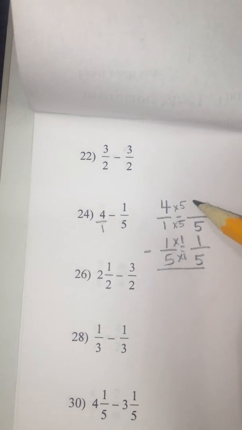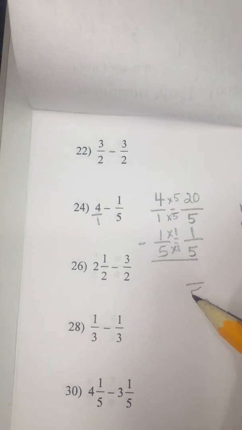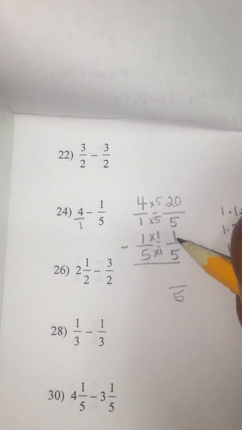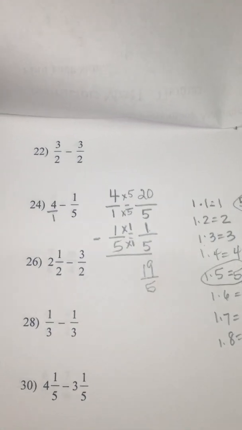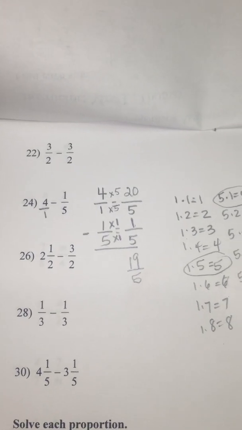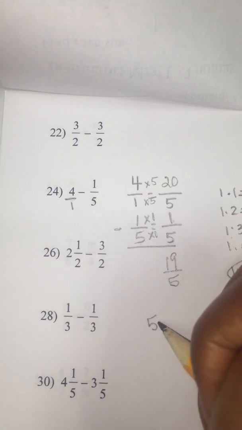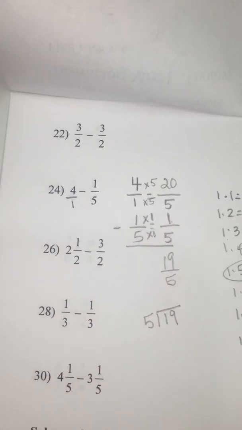So 4 times 5 is 20. Okay, so here I'm going to leave my denominator just like it is. 20 minus 1 gives me 19. Okay, so 19 over 5 is an improper fraction. So let's divide that out. The top number always goes in. The bottom number always goes out.